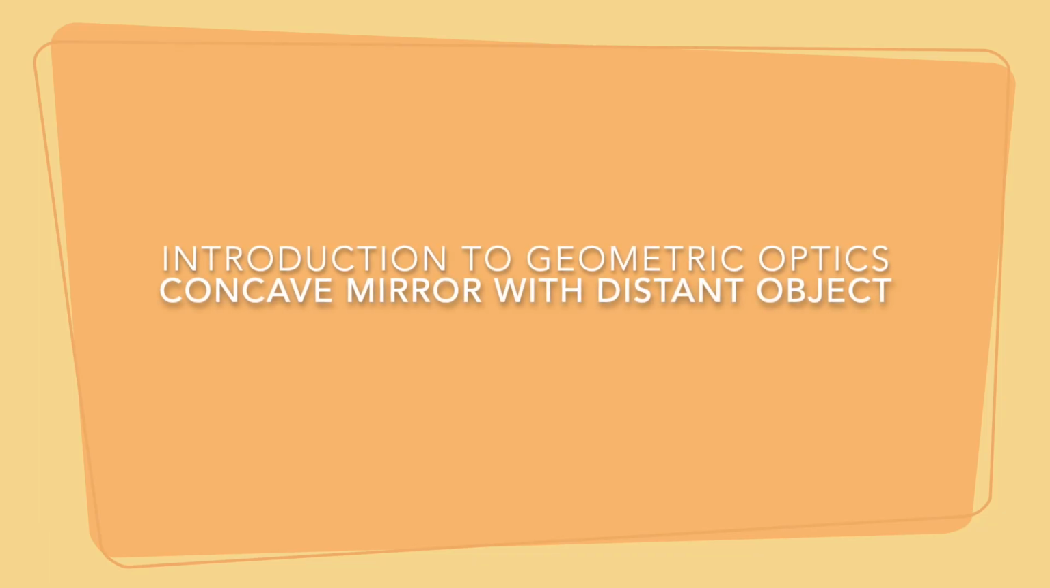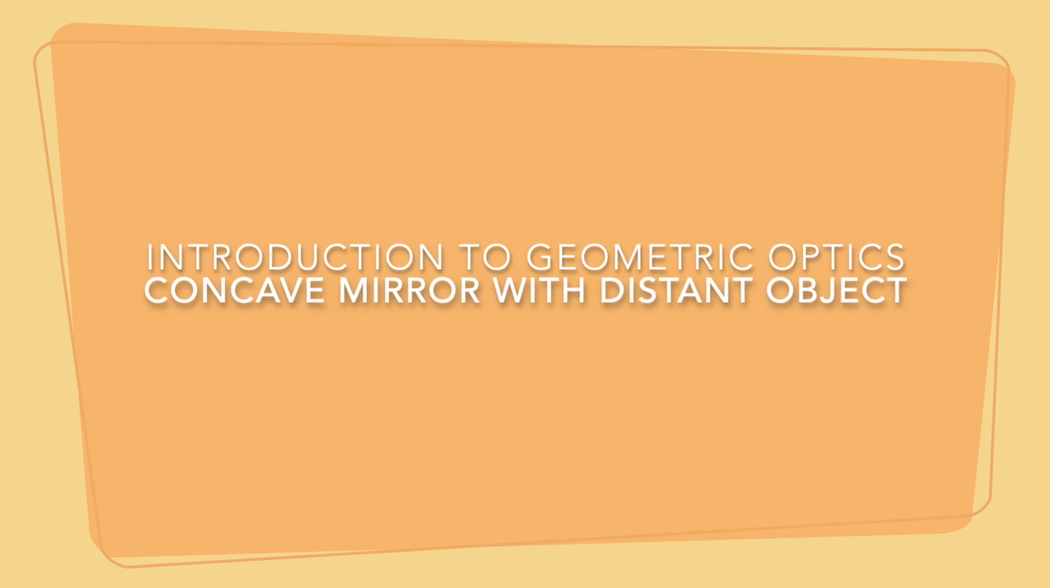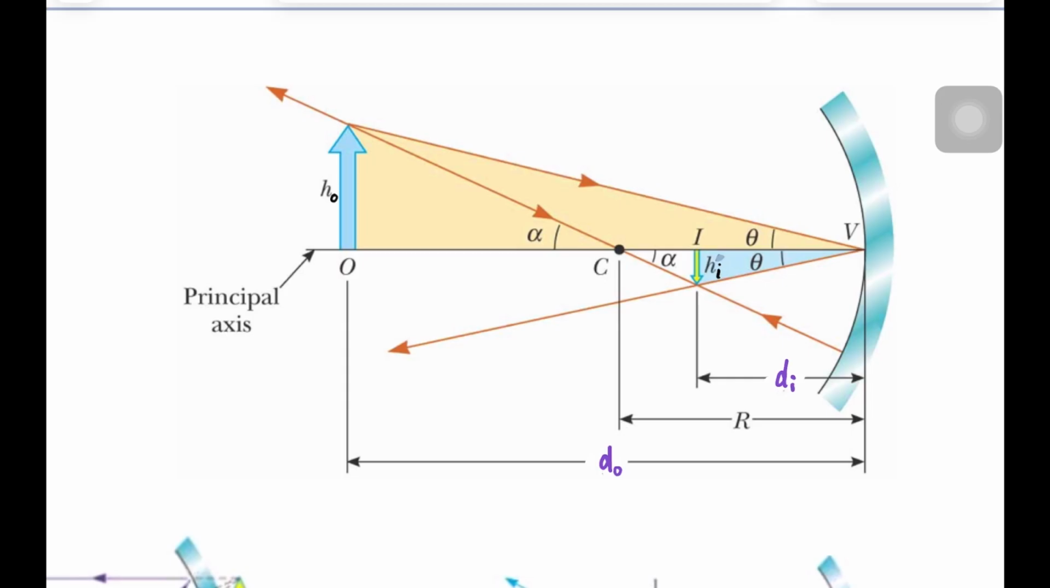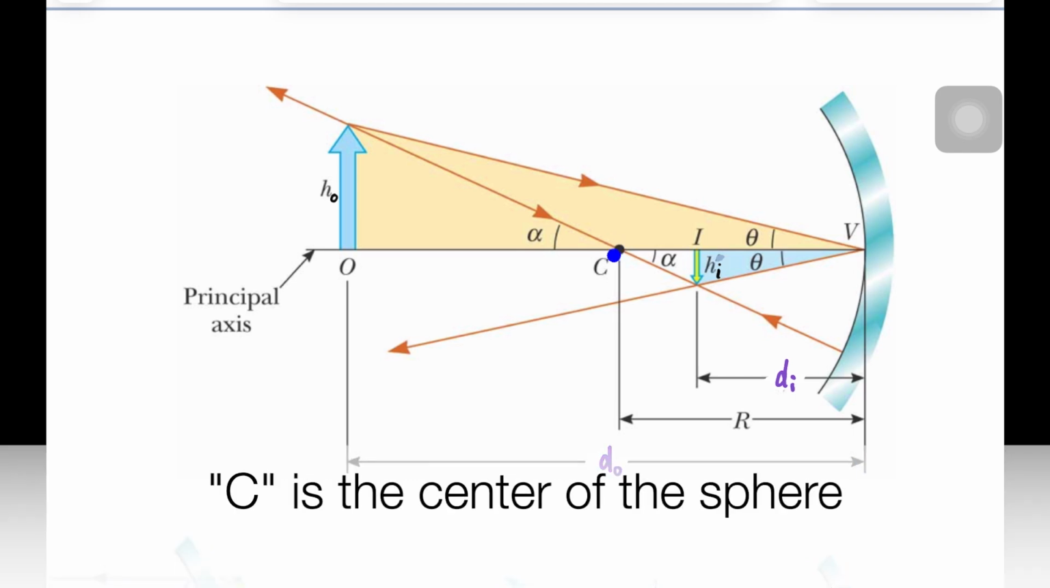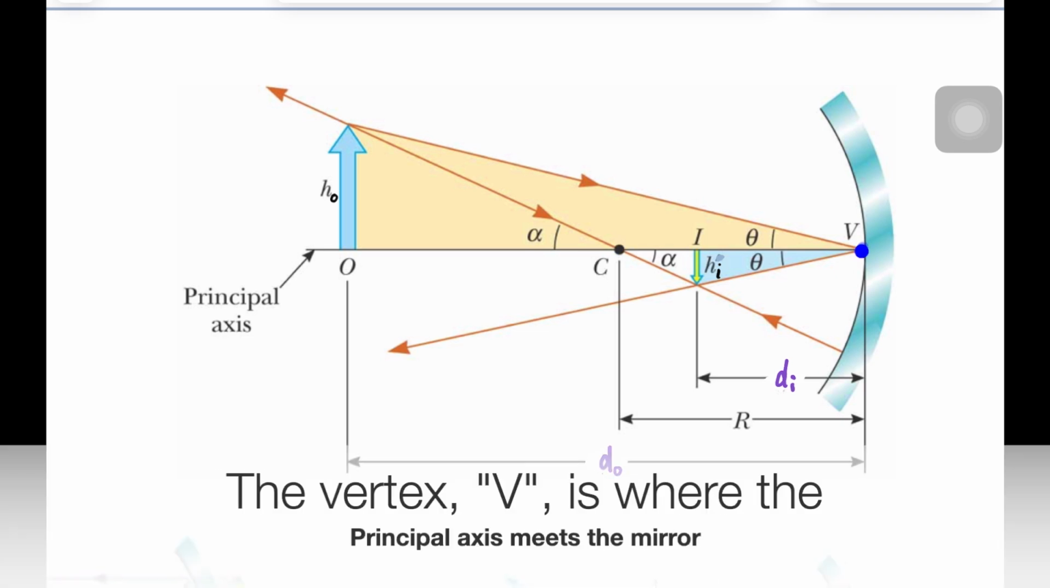Now we're going to go into more details on a concave mirror example. We're going to start with an object of known height that is a known distance, DO, in front of the mirror. So it's going to be a positive DO. C is the center of curvature, and V is the vertex.